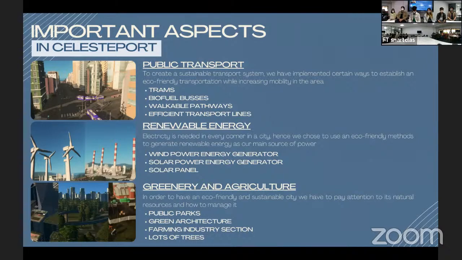Electricity is needed in every corner of the city, hence we chose to use an eco-friendly method to generate renewable energy as our main source of power. So we have added wind power, solar power, and also solar panels to our city. And last but not least, we think it's important to invite greenery and agriculture. In order to have an eco-friendly city, we have to pay attention to its natural resources and how to manage them. So we have implemented public parks, green architecture, a farming industry section, and lots of trees.